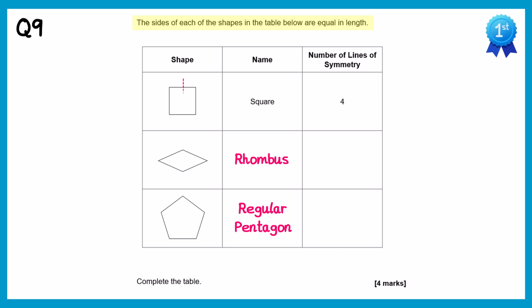For a square, we have a line of symmetry straight down the middle here, also one horizontally here, and 2 diagonal ones here and here. For the rhombus though, there's only 2. There's one down here, and one across here. So we write down 2.